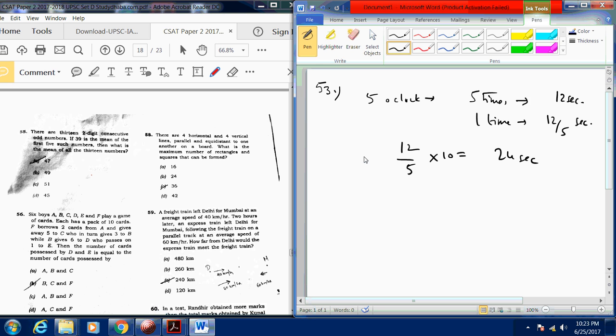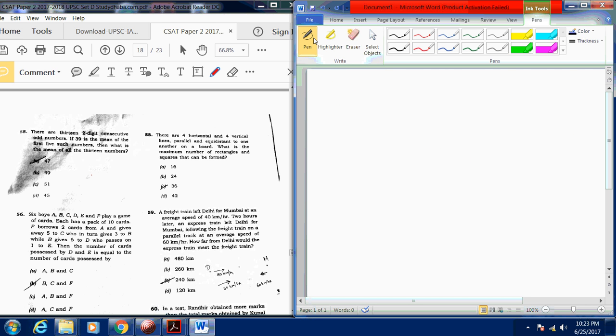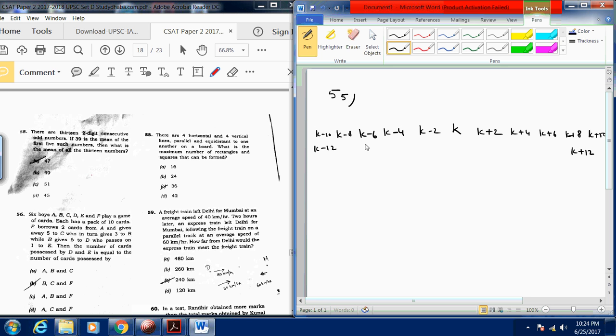Question number 55. There are 13 two-digit consecutive odd numbers. 39 is the mean of the first 5 such numbers. What is the mean of all 13 numbers? To solve such kind of problems, we'll take the 13 numbers as k, k plus 2, k minus 2, k plus 4, k plus 6, k plus 8, k plus 10, k plus 12. Similarly, k minus 4, k minus 6, k minus 8, k minus 10, and k minus 12. These are the 13 numbers.